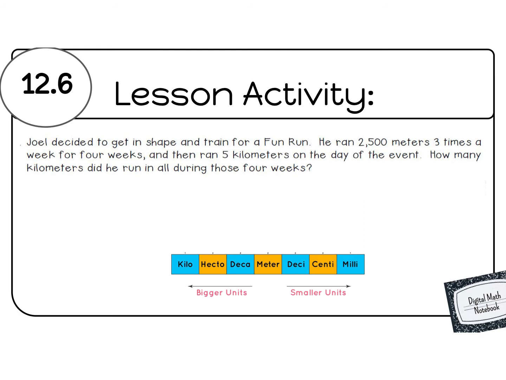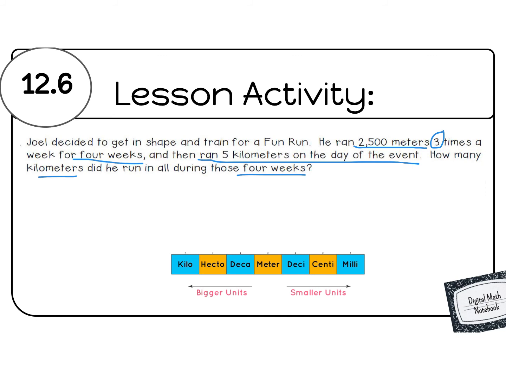All right, 5th graders, here's our lesson activity. I'll get you started on it. Joel decided to get in shape and train for a fun run. He ran 2,500 meters 3 times a week for 4 weeks. And then he ran 5 kilometers on the day of the event. How many kilometers did he run during all of those weeks? Wow, that's a lot of information. Let's piece it together a part at a time.